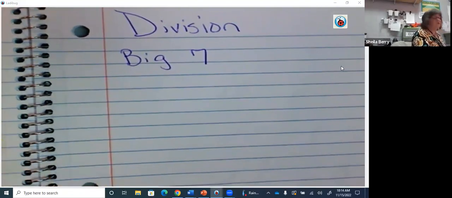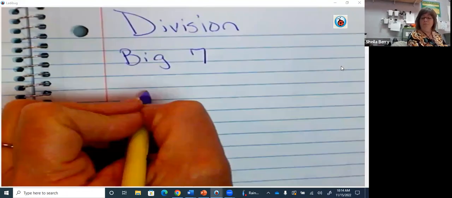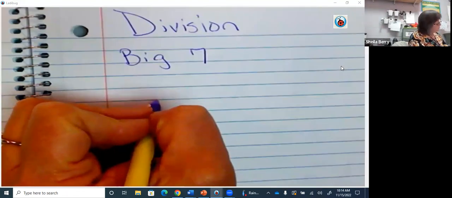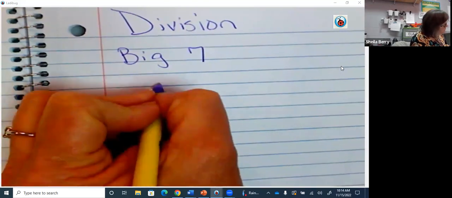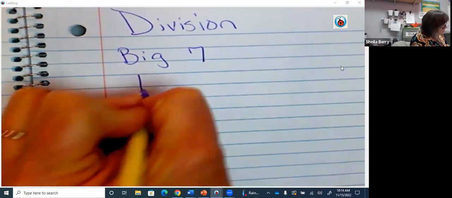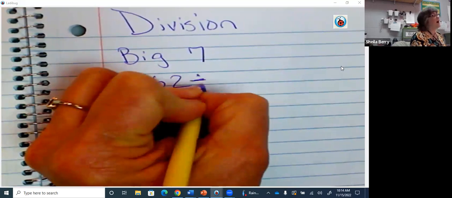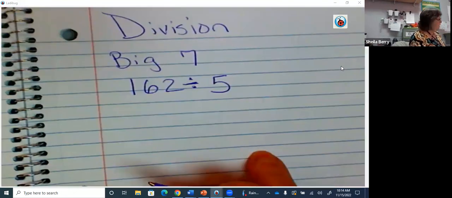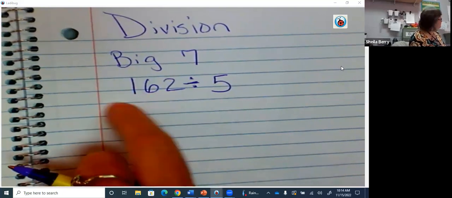So I am going to put another problem on here. I'm going to do different than what I've got in my notes. So I'm going to do 162 divided by 5. Okay, what is this called in a division problem? What's this big number called?